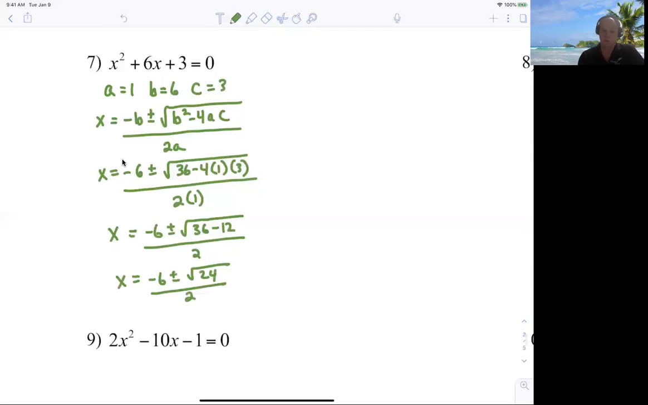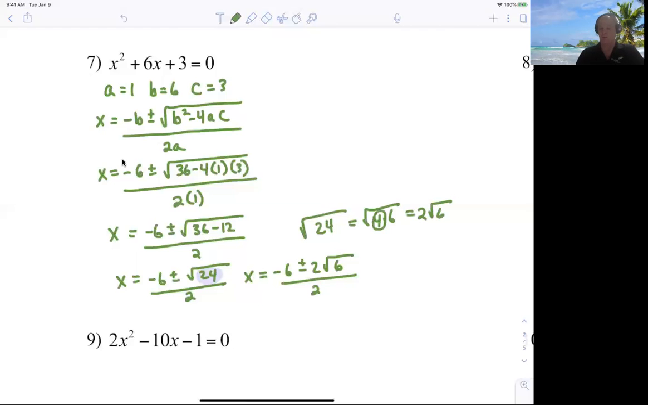Now, again, we're looking at this 24, simplifying. X equals negative 6 plus or minus 2 radical 6 over 2. Now again, if you're going, how in the world did you get that? Remember, 24 is the same as 4 times 6. Square root of 4 is 2. So there you have the 2 radical 6.